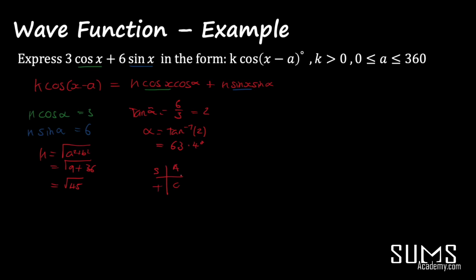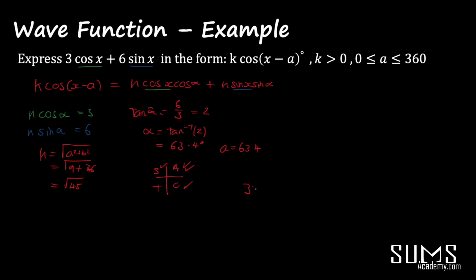Cos is going to be positive there and there, sin is going to be positive there and there, so it's definitely in the first quadrant. So our a is going to be equal to 63.4 degrees. Perfect. So all that's left now is to sub this into one equation. So that is root 45. I'll even write it in a nice form.